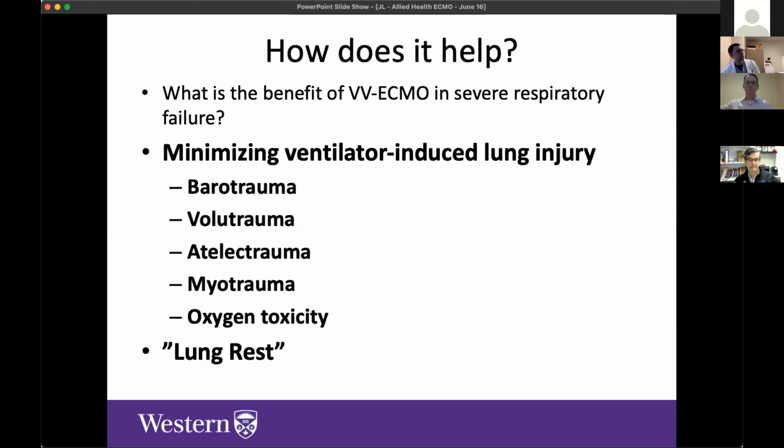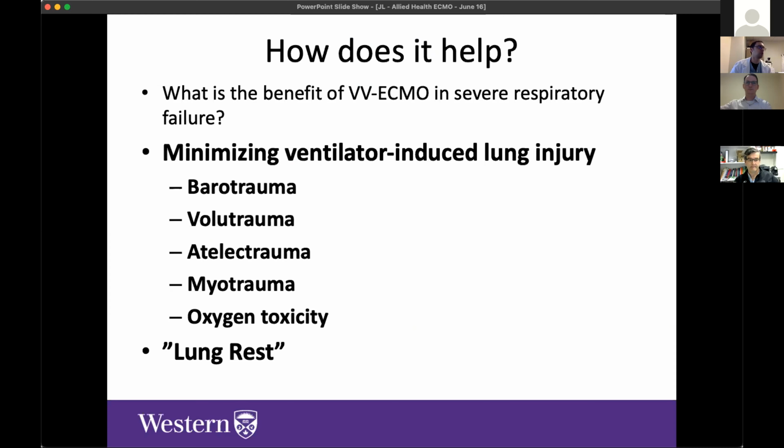So if those are the patients we should consider, the next question should be, how does this help? What is it actually accomplishing? The main thing that it helps us accomplish is to minimize ventilator-induced lung injury. That includes barotrauma, volutrauma, atelectrauma, myotrauma, oxygen toxicity, all of these things that are associated with struggling to achieve lung protective ventilation in a patient that has ongoing hypoxia or hypercapnia at unsafe levels.